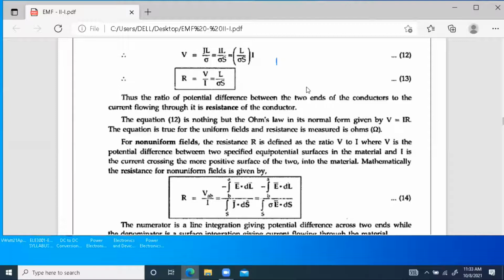So the ratio of the potential difference between two ends of the conductor and the current flowing through it is the resistance of the conductor. And this is how we get V equals I R. Equation 12 is nothing but Ohm's law in the normal form, given by V equal IR.